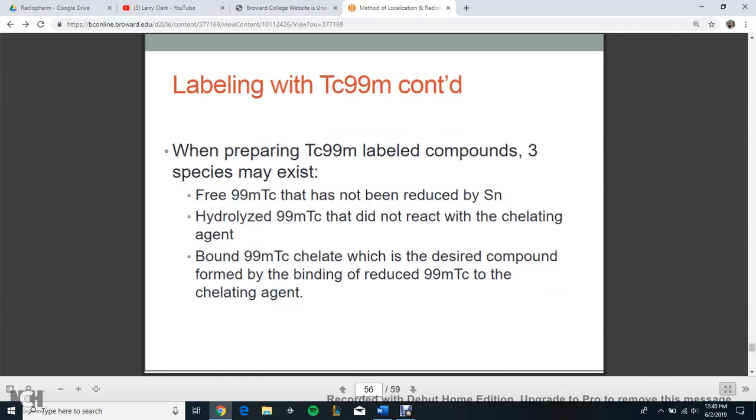When preparing technetium-99m labeled compounds, 3 species may exist: free technetium that has not been reduced by tin, hydrolyzed technetium that did not react with chelating agents, or bound technetium chelate, which is the desired compound formed by the binding of reduced technetium to the chelating agent.